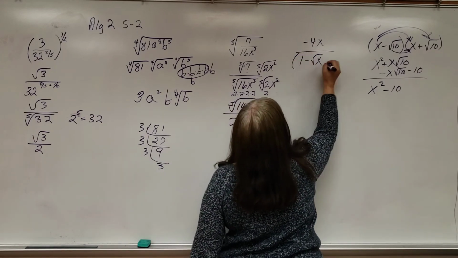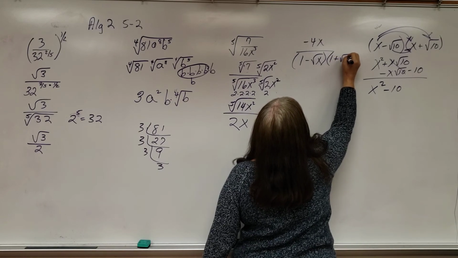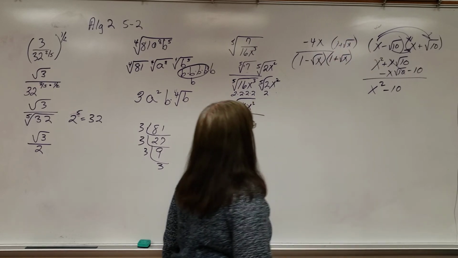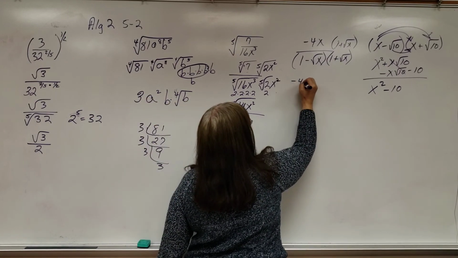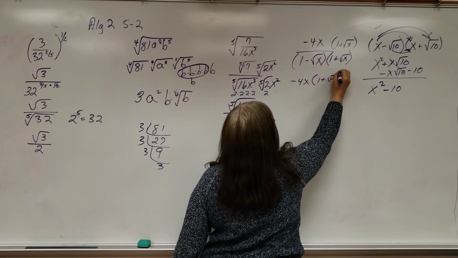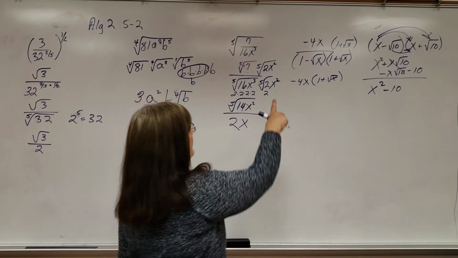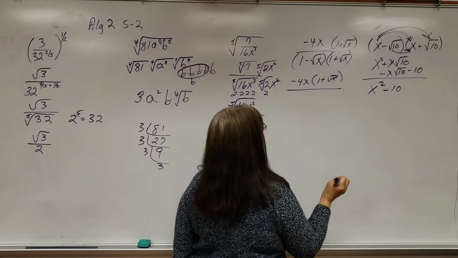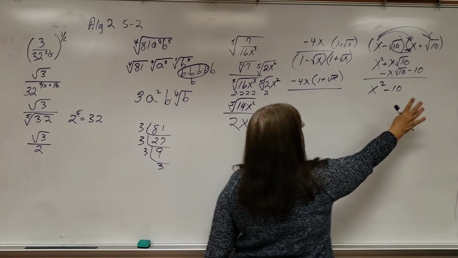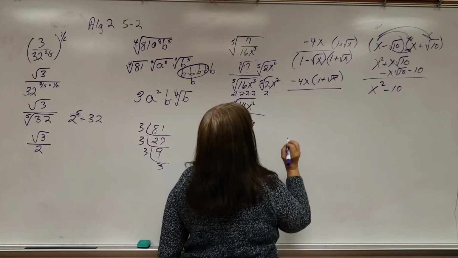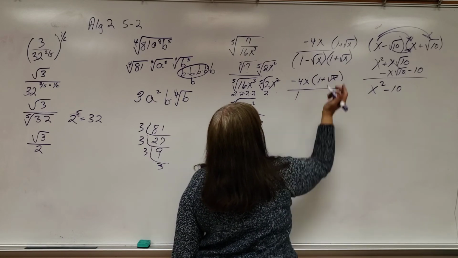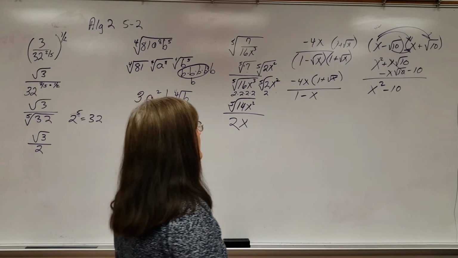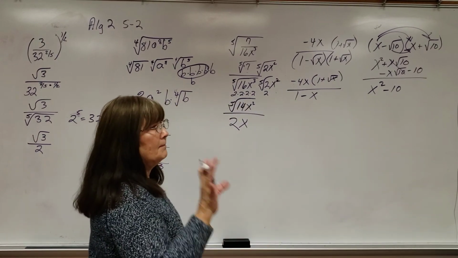So here we go. I'm going to multiply the top and the bottom by the conjugate. So the first thing I get is negative 4x times 1 plus the square root of x. Multiplying by the conjugate, remember that the middle term cancels out. So all we have to worry about is the square of the first term and the square of the second term. The square of the first term is going to be a 1. The square of the second term is going to be an x. And then I have a negative sign to stick in there. So all you have to do is remember the conjugate, and it cancels itself out.